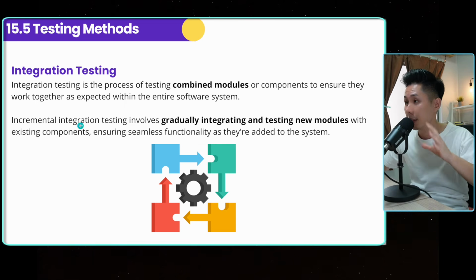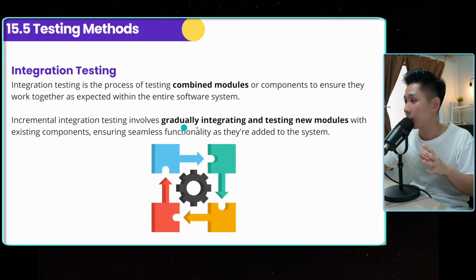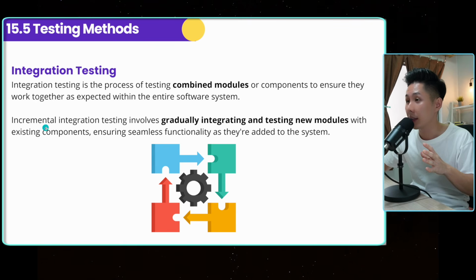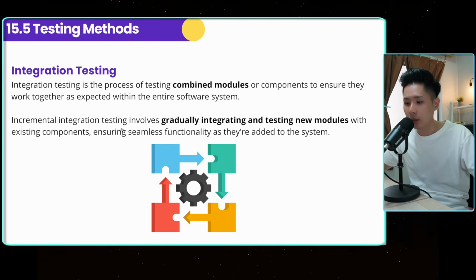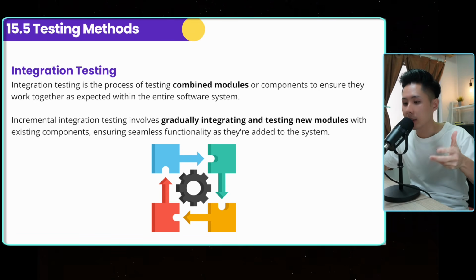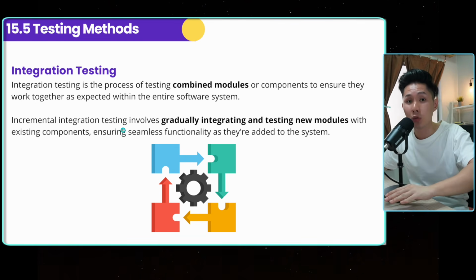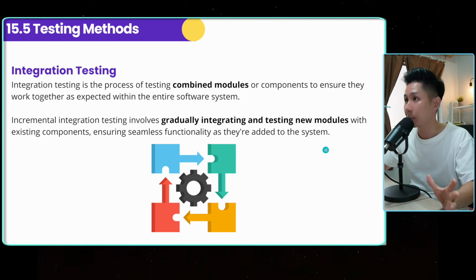Incremental integration testing involves gradually integrating and testing new modules. So this is another method, incremental integration testing, meaning we add one module at a time to the whole program and then run it, add another module, run it, and if an error occurs, we can identify which module is causing the error, and then we can focus on fixing the error in that particular module instead of going through the entire code base.